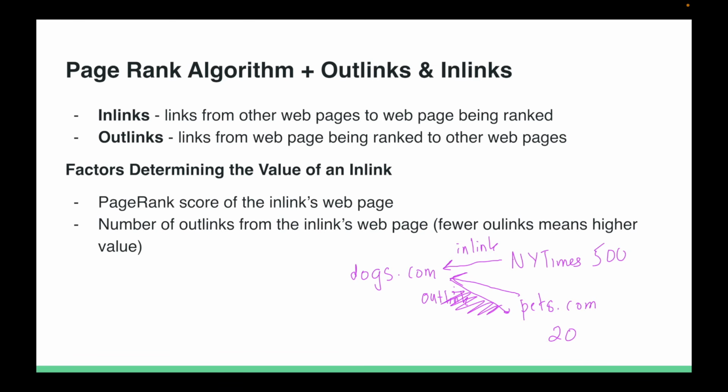We just have an inlink from pets.com and we have an inlink from New York Times. This inlink would be worth more. This inlink from pets.com would be worth more than from the New York Times. Okay. So the value of an inlink in the PageRank algorithm depends on how many other websites that website that's linking to yours also links to.